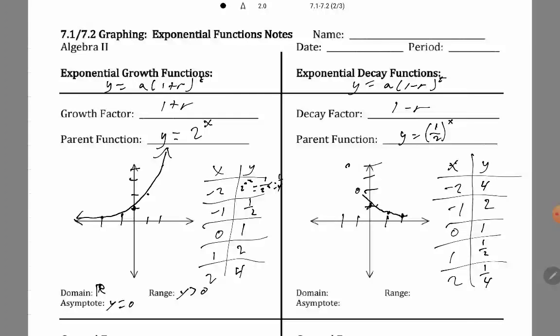So it's basically just a reversed image of the growth. In the first one, from left to right, we're going up. And then for our decay factor, from left to right, we're going down. But once again, y is greater than 0. It approaches the line y equals 0, and our domain is all real numbers.